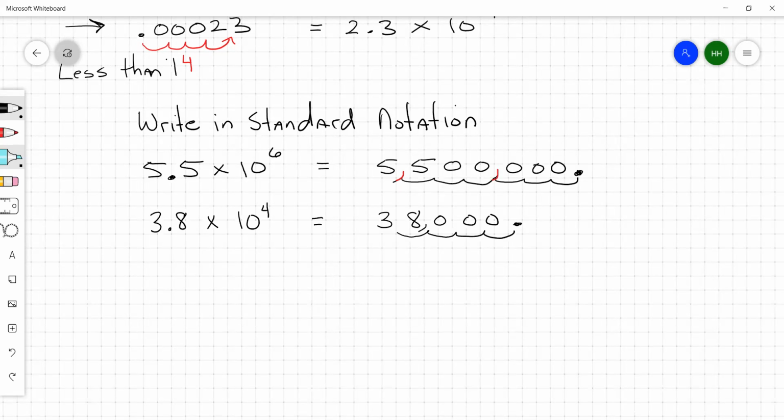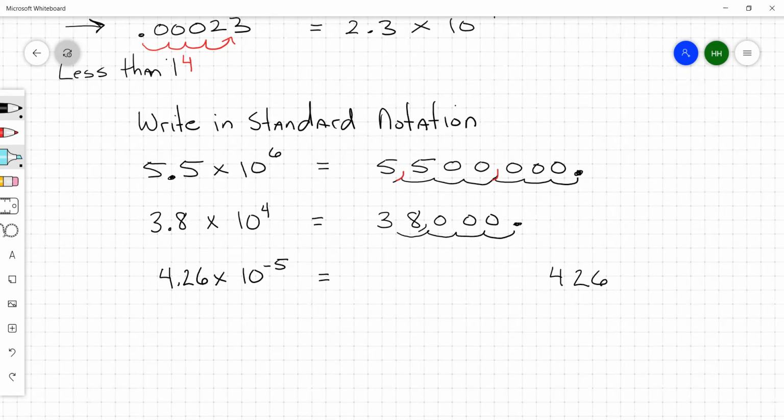4.26 times 10 to the -5th. All right, so now I got a negative power. I know my number is going to be less than 1. So when I write this 426, I'm going to move way over here to the right. So I got my 426.